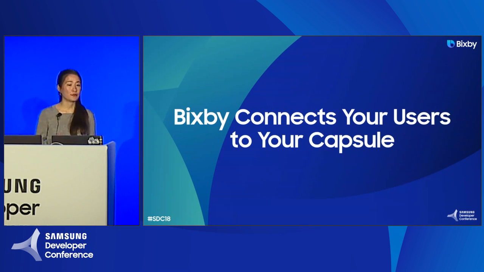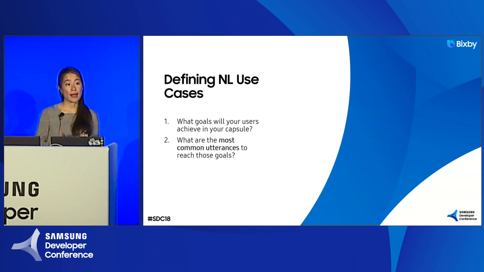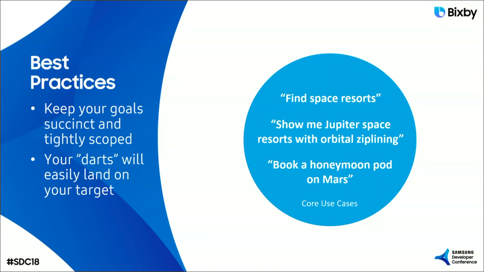So the best way to do this is to really define your NL use cases. So let's go over that. First you want to identify what goals your users will achieve in your capsule. Try to be really specific about that right away, right as you're starting to build your model. And then also, what are the most common utterances to reach those goals? So here's a visual we want to keep in mind. If you have these core use cases, you want to keep your goals succinct and tightly scoped.